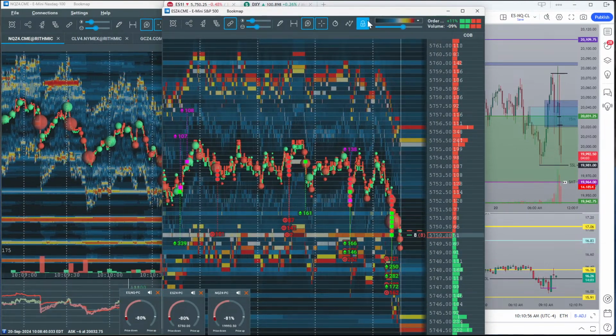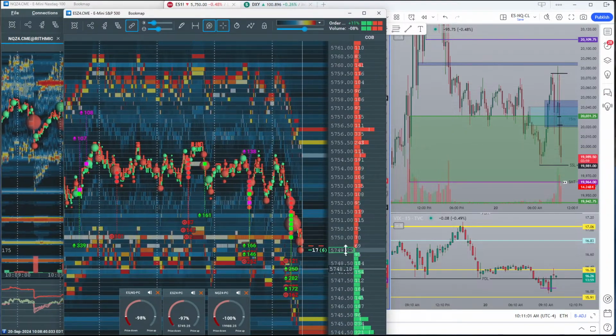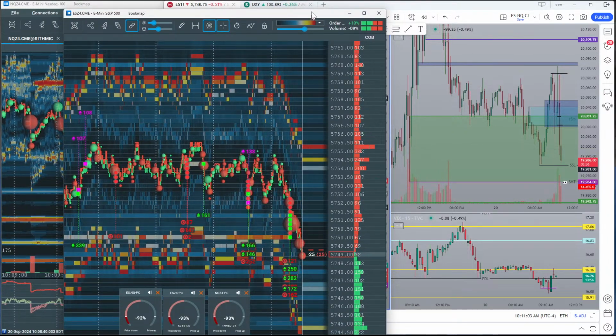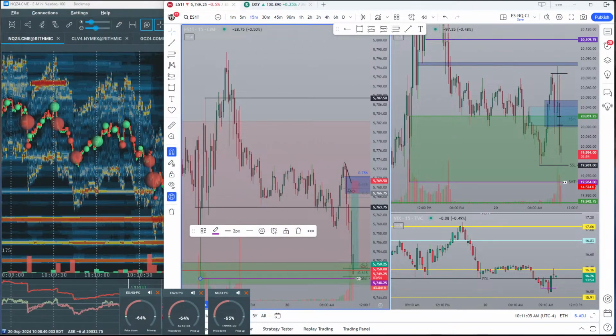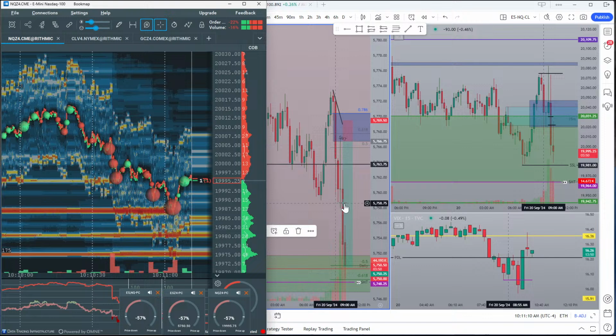So here's some good selling pressure coming into the ES again. 4.8 is where I was watching. It does look like we're going to break it right there. Did we get that break? Almost. Very close.